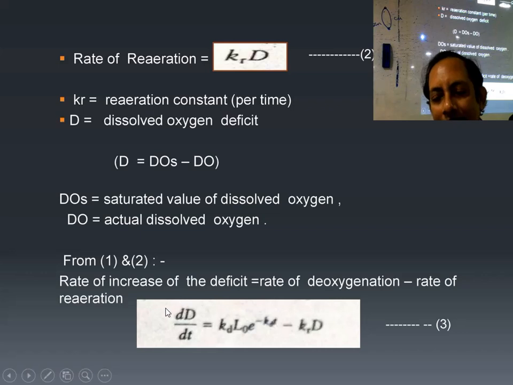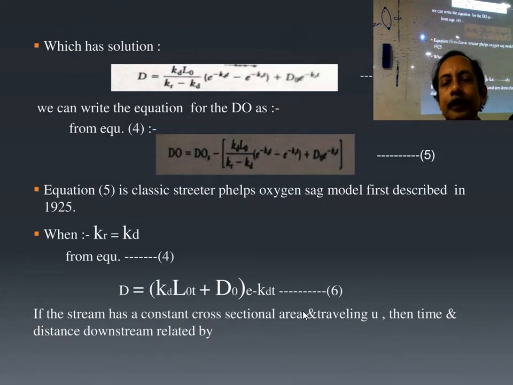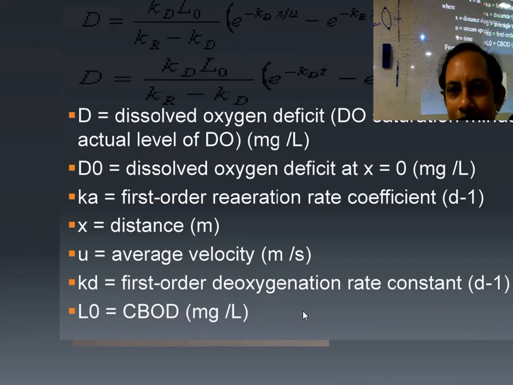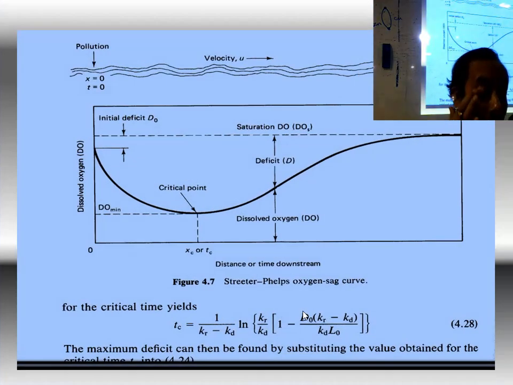So this is what dD/dt, the change in deficit with time, equal to kd L0 e to the minus kd t minus kr D. This is the degradation and this is the reaeration. এটা বোঝা যাচ্ছে কি? দেখো, this is the deficit, rate of change of deficit with time will be equal to the degradation minus the reaeration. Rest thing I want to avoid. Too much of calculation, mathematics you don't need. That is not required also. Okay, yes. Next, go to the curve.